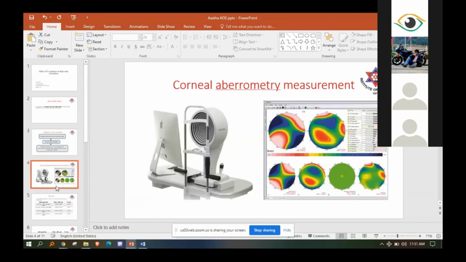And this is the instrument which I used during the project. It is the Bone-Cirrus corneal topography machine, and this is the format of the readings.